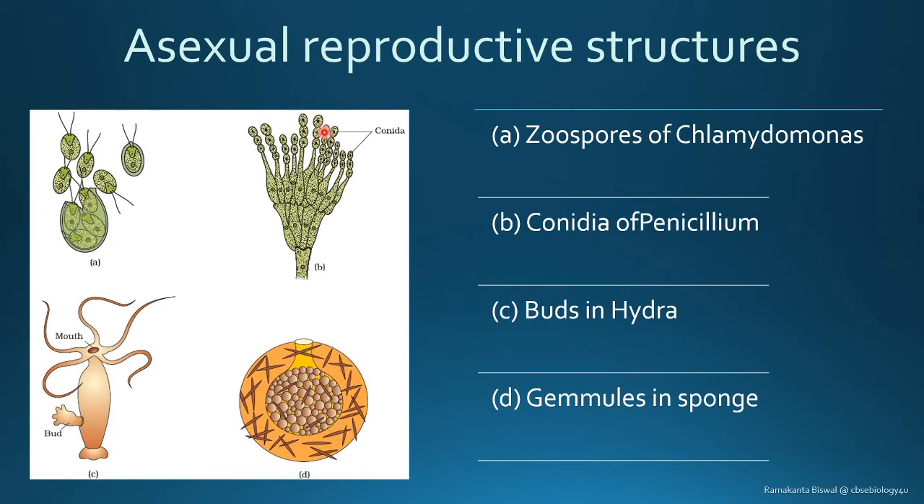Each of the conidia has the ability to regrow into the entire Penicillium. Now the next one is going to be the buds. We already talked about budding in Hydra. This image is taken from your textbook. Now the next one is the gemmule in sponges.